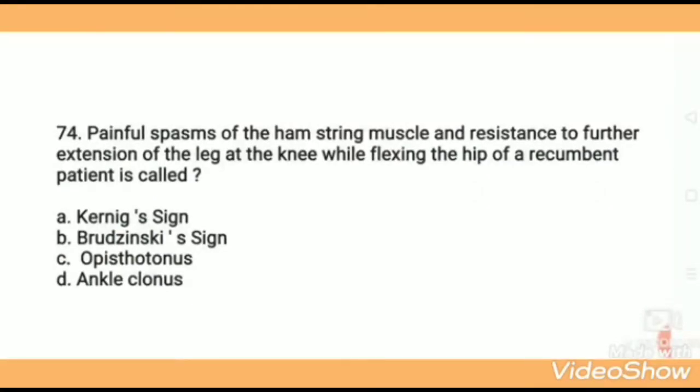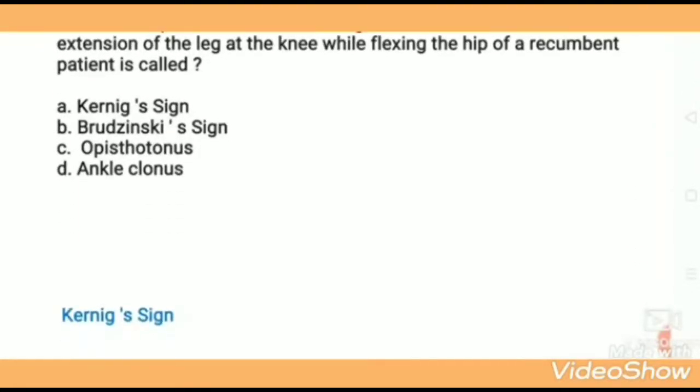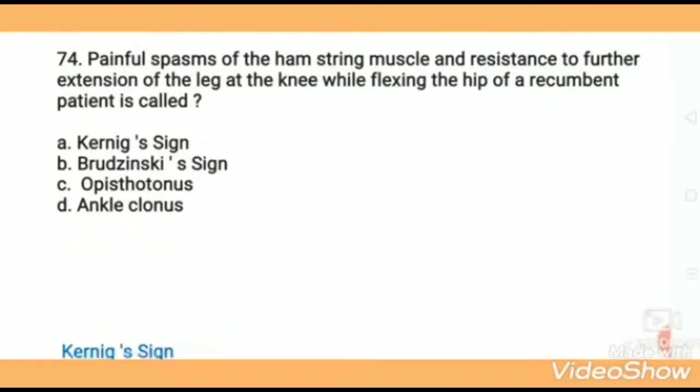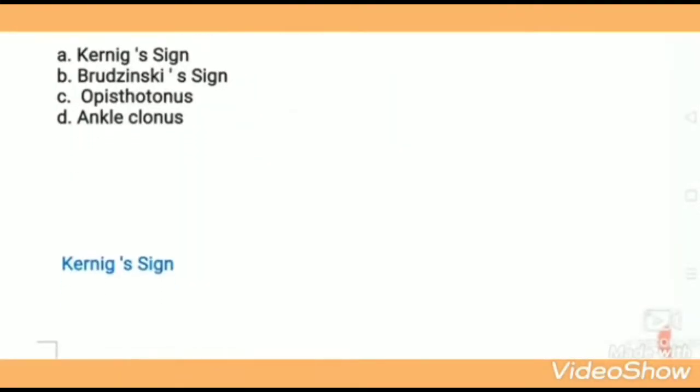Painful spasm of the hamstring muscles and resistance to further extension of the leg at the knee while flexing the hip of a recumbent patient is called Kernig sign, Brudzinski sign, opisthotonus, or ankle clonus. So, the correct answer, painful spasm of the hamstring muscles and resistance to further extension of the leg at the knee while flexing the hip of a recumbent patient is called Kernig sign. Next question.